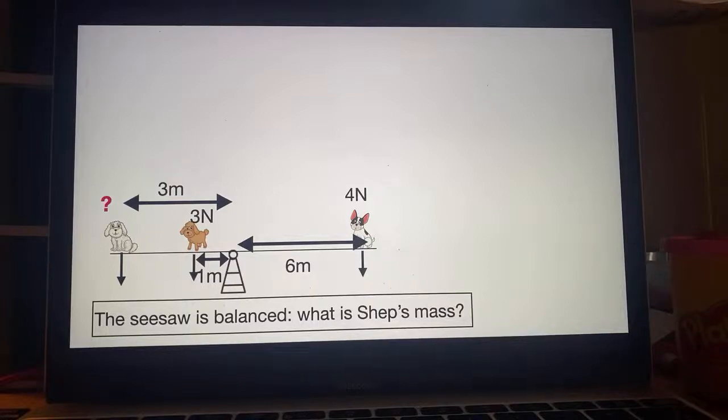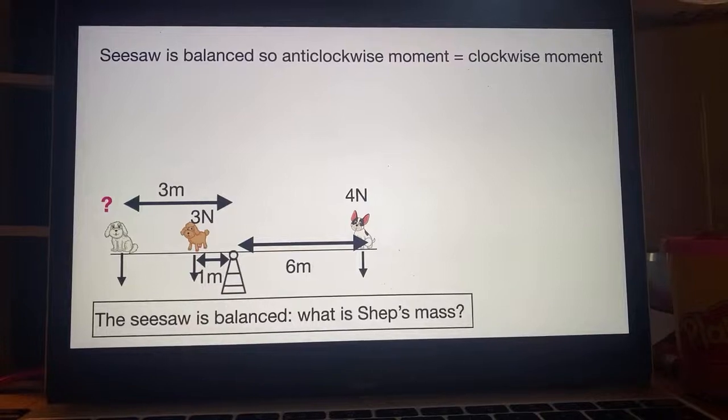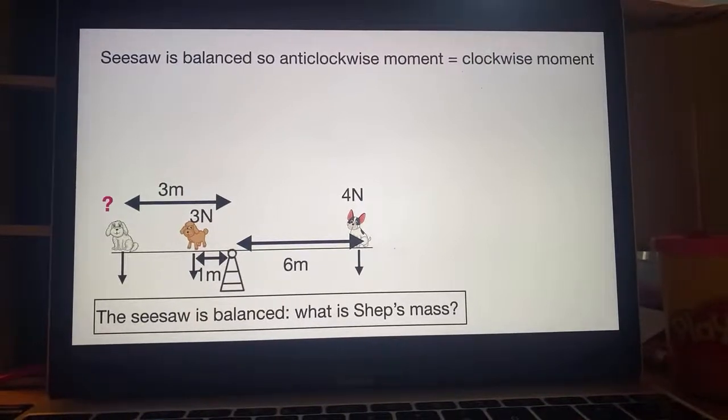If you're struggling to get started, the first thing I would write if this was an IGCSE question is the seesaw is balanced, so the anti-clockwise moment is equal to the clockwise moment. That's the first thing I would write down, just in words, and then I would write that using maths, using the numbers.